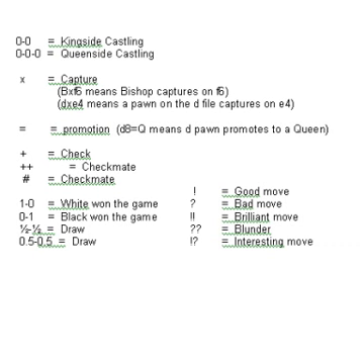1-0 at the result of a game would mean that white won the game. 0-1 would mean black won the game. Half is a draw, could be represented by 1/2 or 0.5.